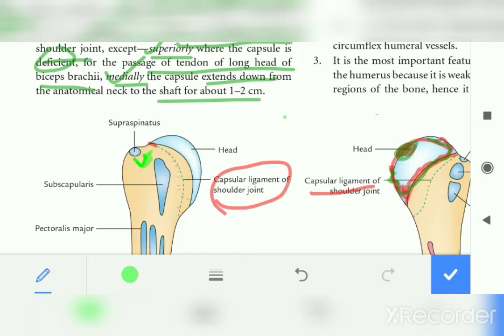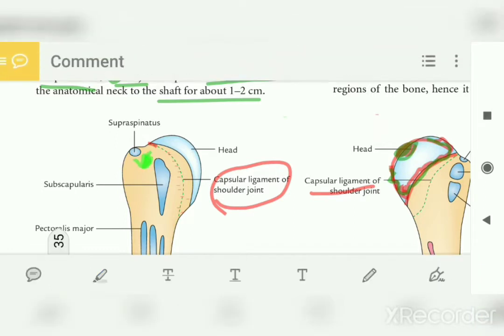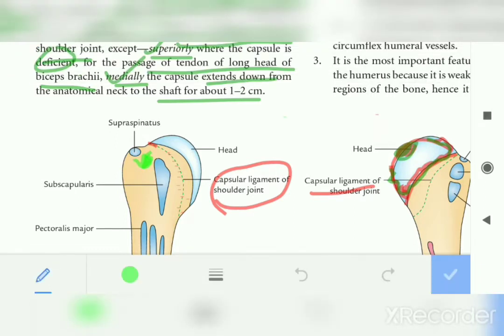Superiorly there is a deficit because here passes the tendon of the long head of the biceps brachii, and medially the capsular attachment is 1 to 2 centimeters downward. Look at that. Here, medially, the capsular attachment is 1 to 2 centimeters down from the anatomical neck. Look at that, 1 to 2 centimeters down. Here we can see 1 to 2 centimeters down.